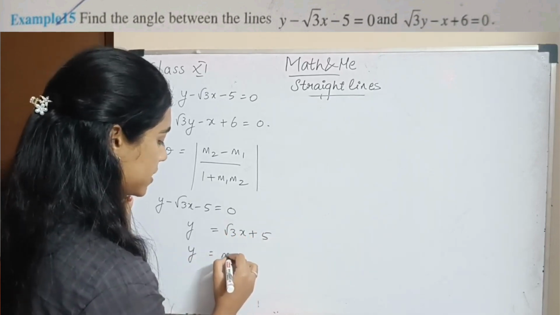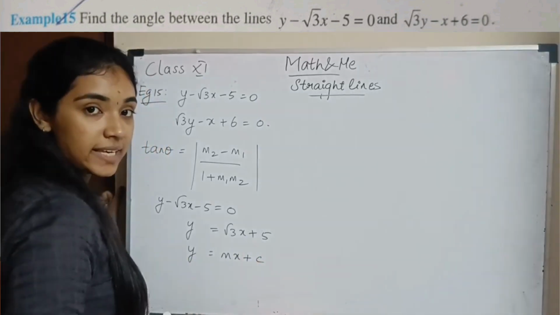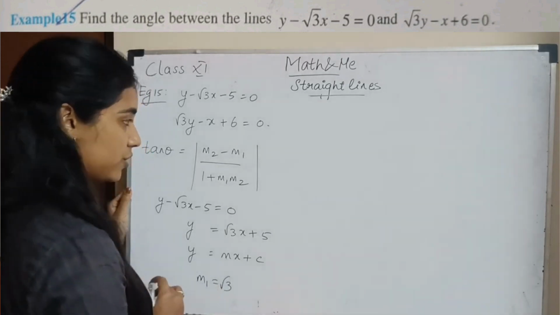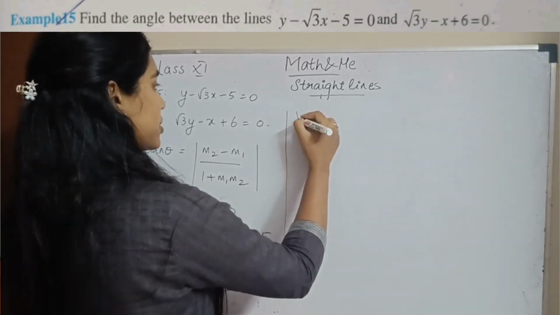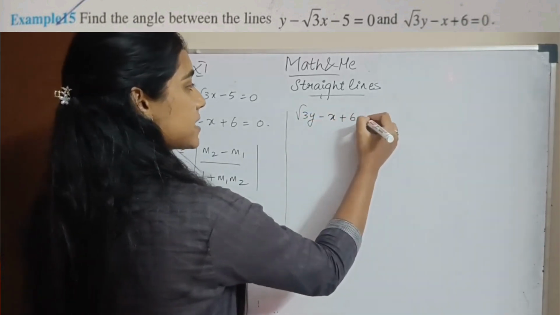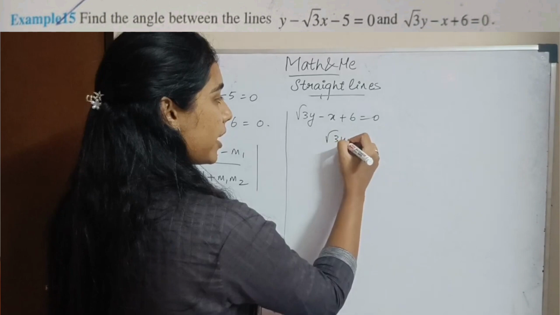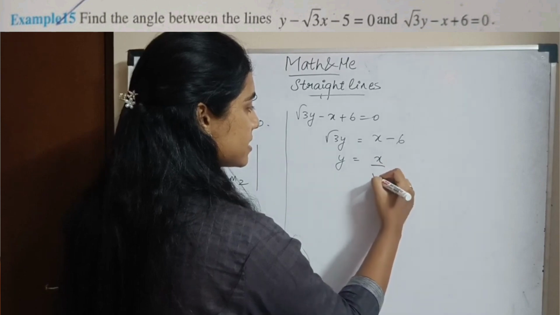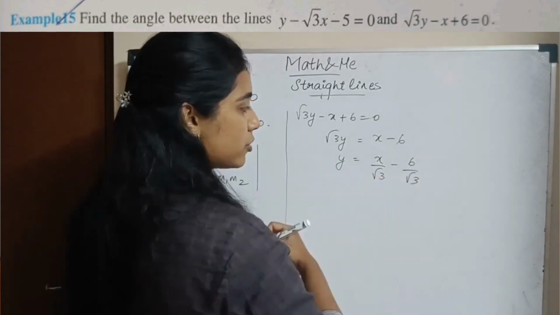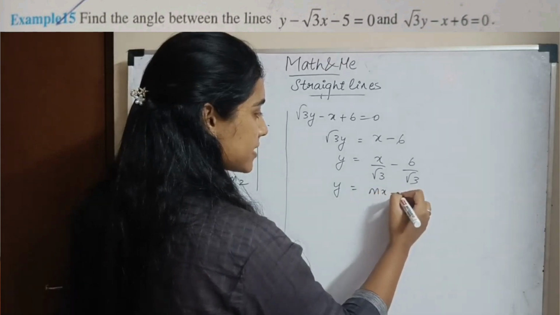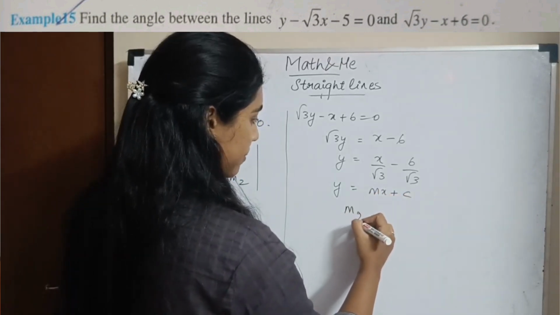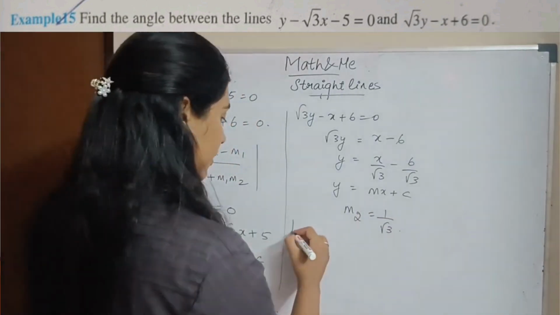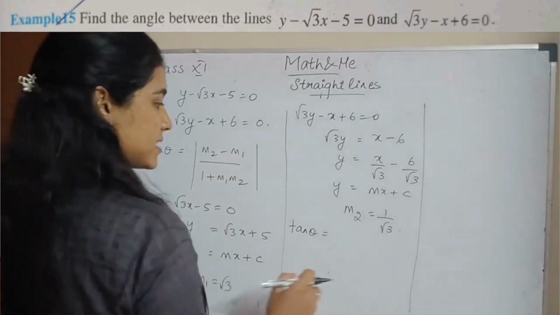It is of the form y equals mx plus c, right? So what is your slope? Root 3. So m1 equals root 3. Similarly, you take the second equation. Root 3y minus x plus 6 equals 0. So root 3y equals x minus 6. y equals x divided by root 3 minus 6 divided by root 3. So this is of the form y equals mx plus c. So your m is 1 by root 3. So you have your m1 and m2. Now we can find tan theta. Tan theta is m2 minus m1. What is your m2?